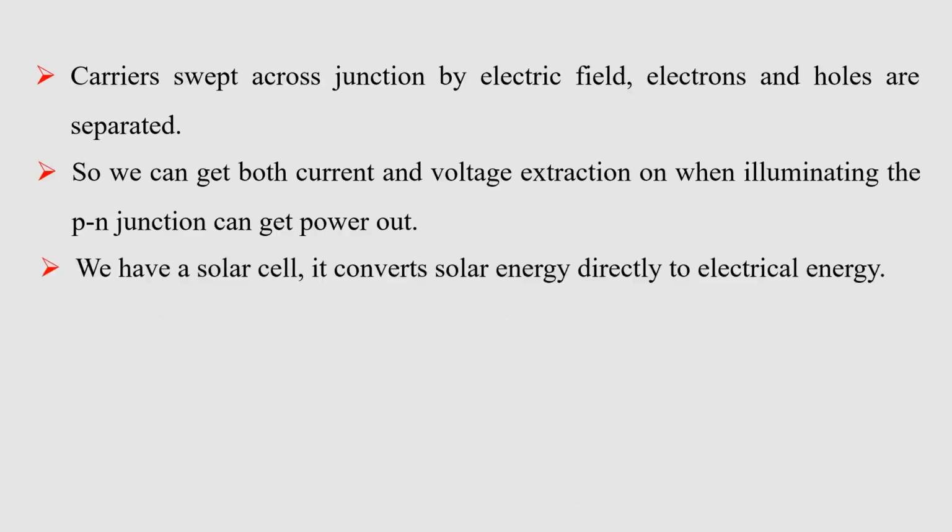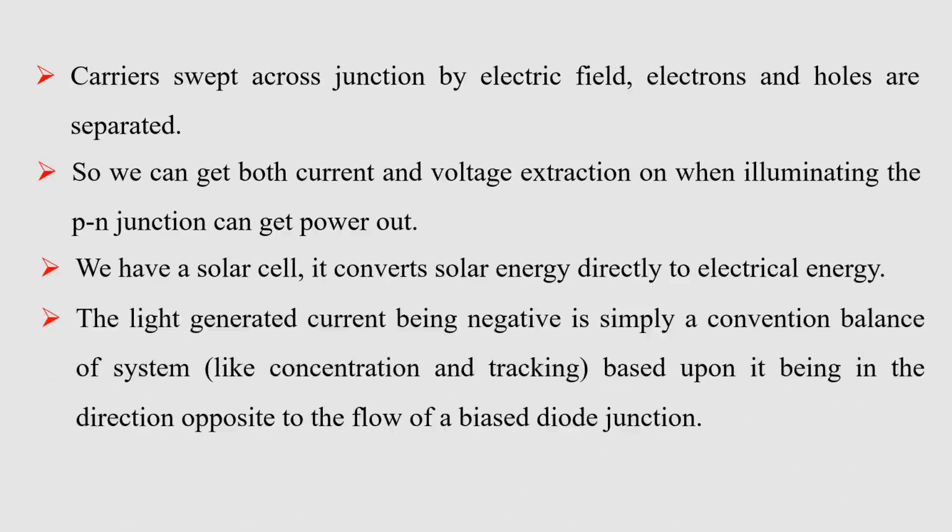We have a solar cell. It converts solar energy directly to electrical energy. This means both current and voltage extraction when illuminating the PN junction can get power out, meaning power is generated. That's why a solar cell converts solar energy directly into electricity.